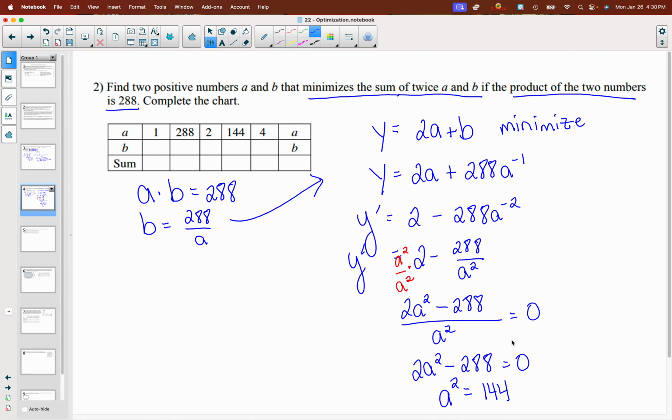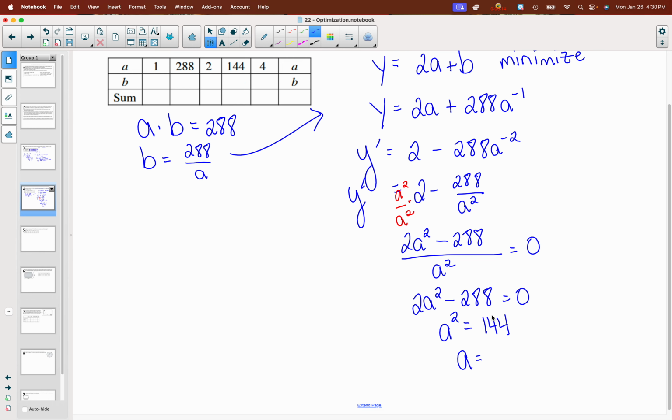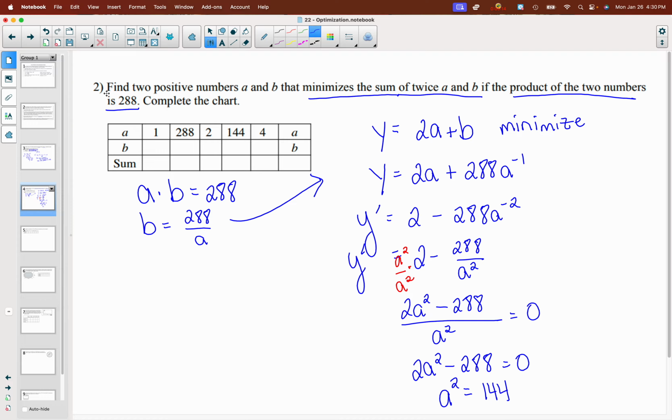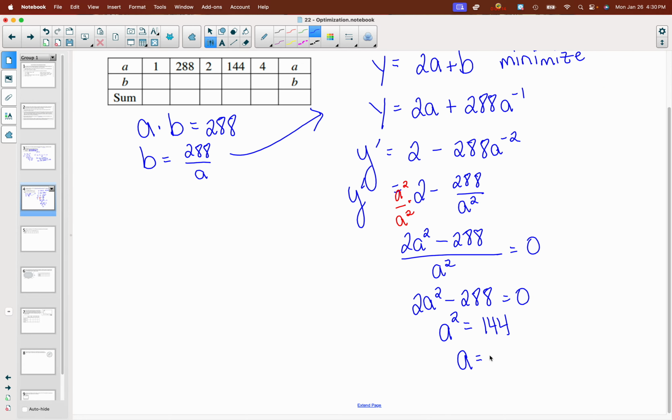So a equals, I was going to say plus or minus 12, but if you look up here in my directions, my problem said find two positive numbers a and b. So I'm only going to consider a equals 12. So this is y prime, and my critical point is 12.